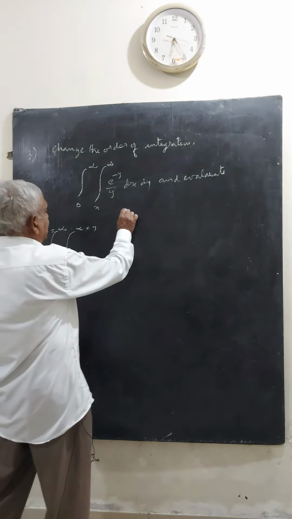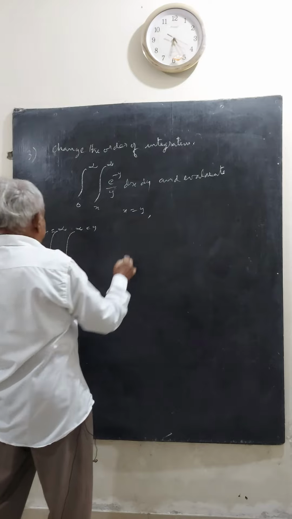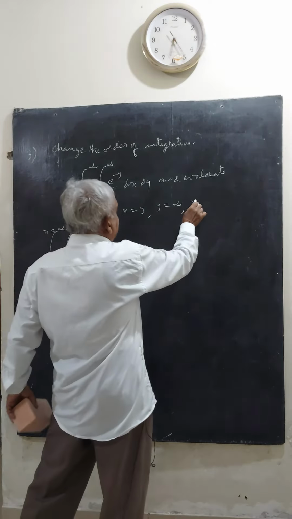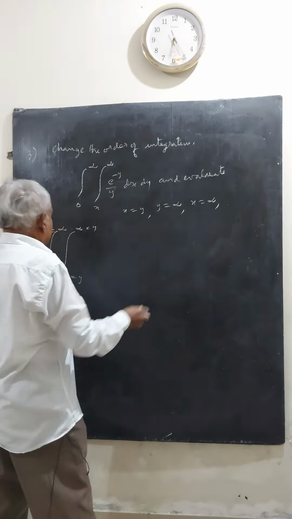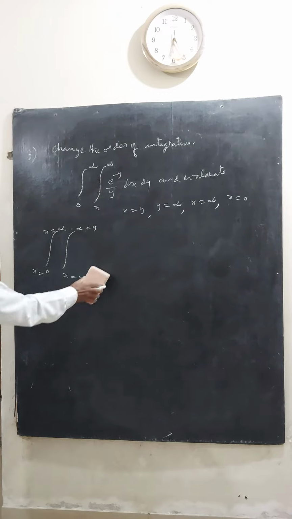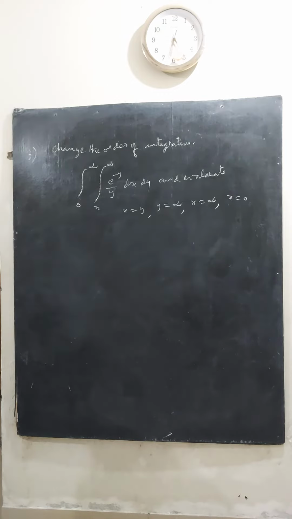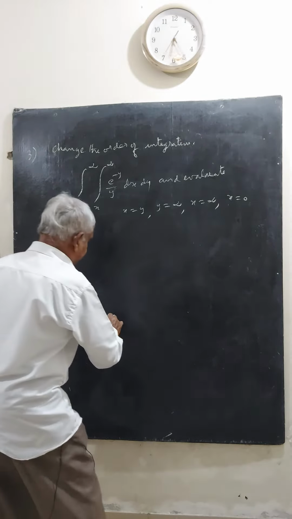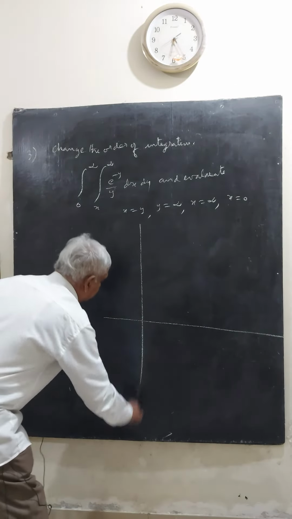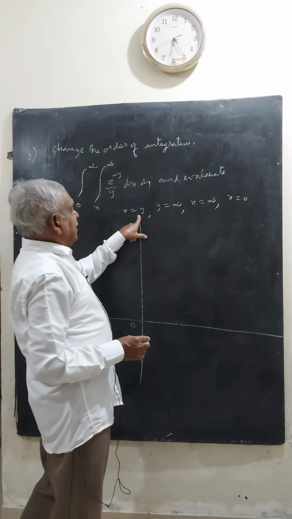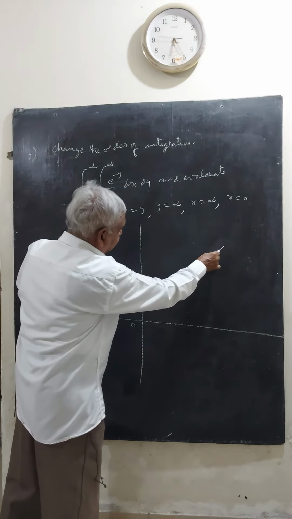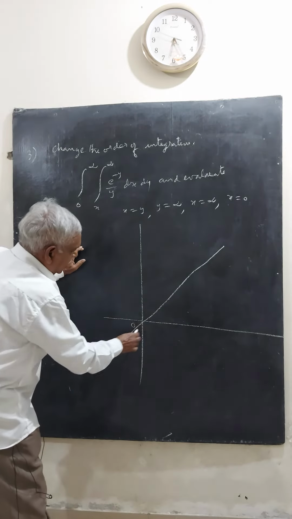First curve is x equal to y. Second is y equal to infinity. Third is x equal to infinity. Fourth is x equal to 0. By using these 4 curves, we can draw a diagram. First, x equal to y goes through the middle.